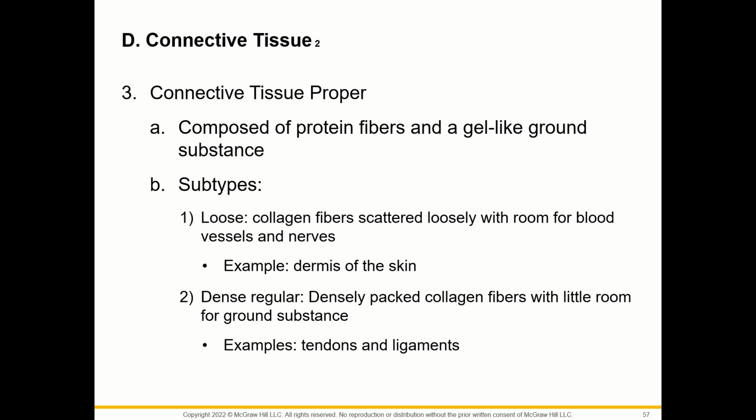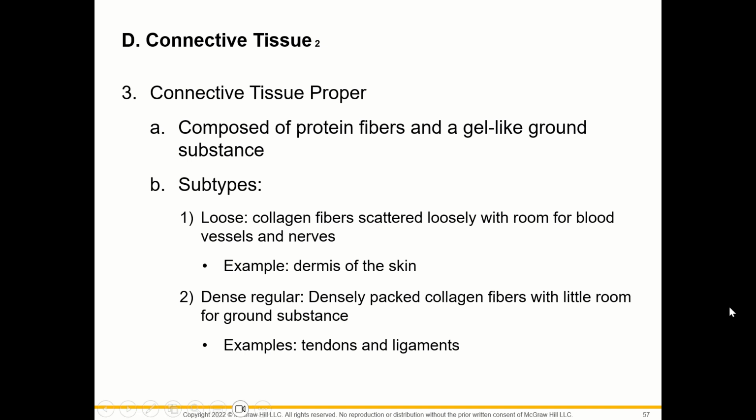There are several subtypes of connective tissue proper. Loose and dense are examples. So in the loose connective tissue proper, the collagen fibers are scattered loosely with room for blood vessels and nerves. For example, the dermis of the skin. In dense regular connective tissue, densely packed collagen fibers with little room for ground substance occur, and this is found in tendons and ligaments. I think of the dense regular as kind of like a rubber band. You can flex and extend it, but you can't carry it too far or it'll snap.